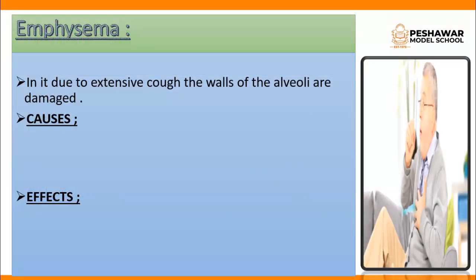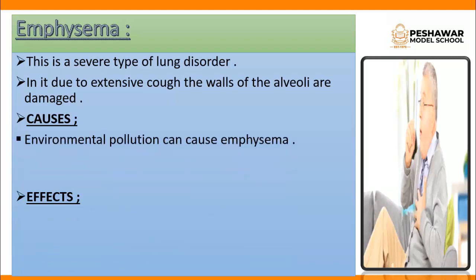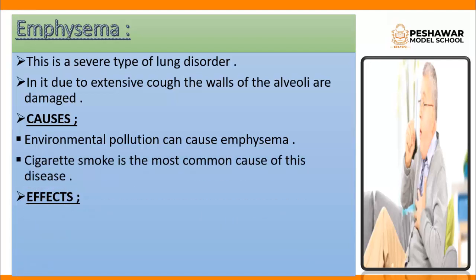Let's study emphysema in detail. This is a severe type of lung disorder. In it, due to extensive cough, the walls of the alveoli are damaged. Let's study the causes of emphysema. Environmental pollution can cause emphysema. Cigarette smoke is the most common cause of this disease.